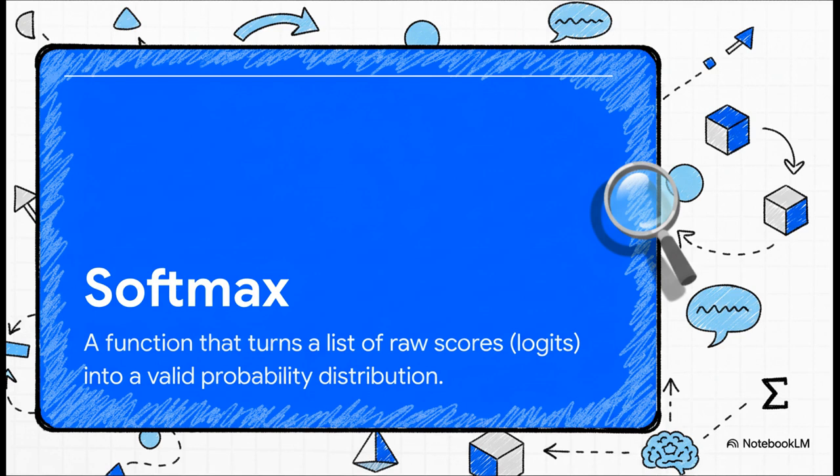To make them useful, they get passed through a final mathematical step called softmax. Softmax is basically a translator. It takes those raw scores and turns them into a nice, clean list of probabilities, a percentage chance for every single word it knows, telling us how likely each one is to be the correct next word.